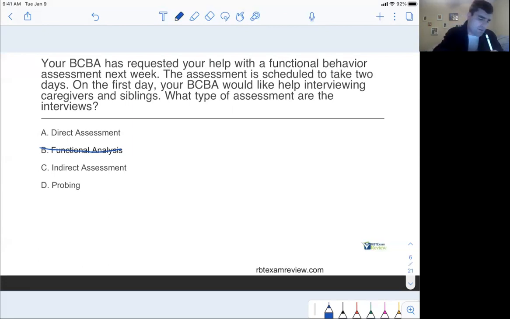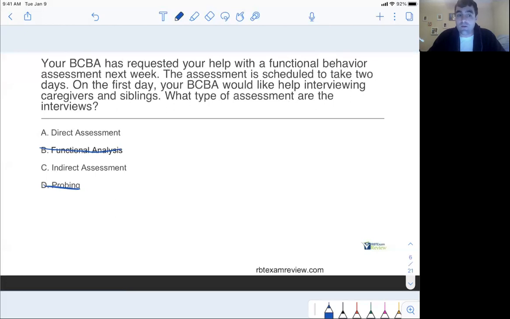The other one you can eliminate is probing. Again, we're not directly involved with the client. We're not observing the client. We're not doing anything with the client. So therefore, we're not probing. We're asking caregivers and siblings. So that leaves us with direct assessment and indirect assessment.